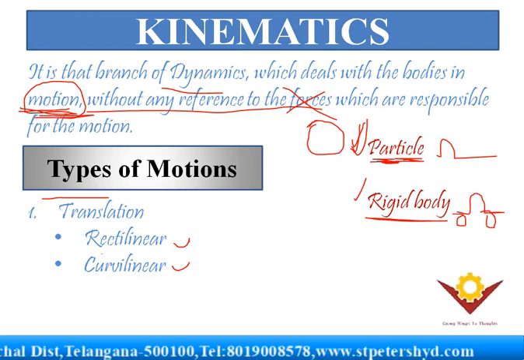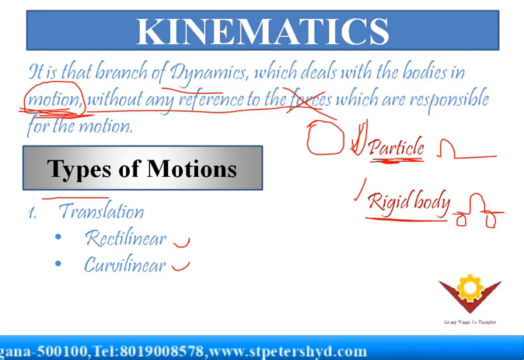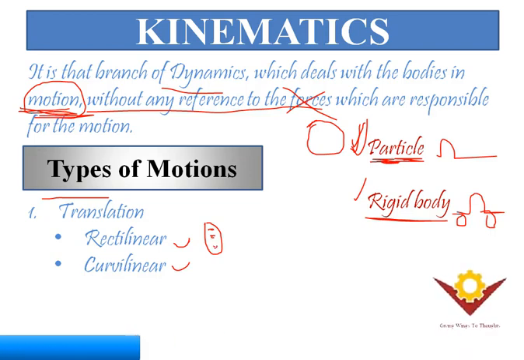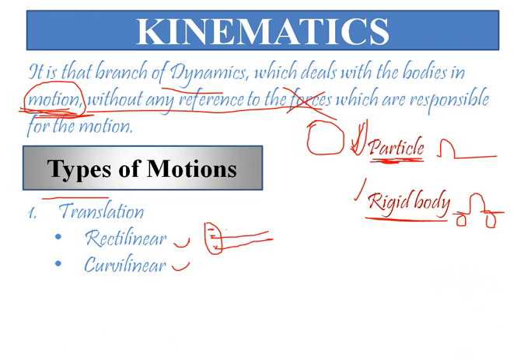What is rectilinear first? When a particular body is there, and you are assuming some particles acting on it, all these particles should move parallel to each other, and that too in a straight line. That is your rectilinear motion.